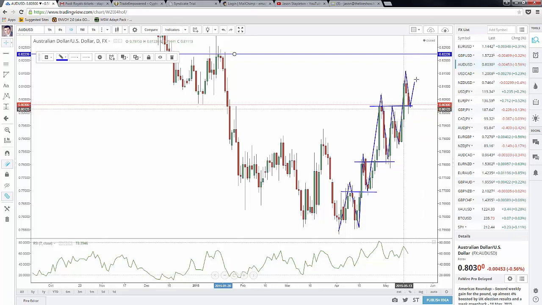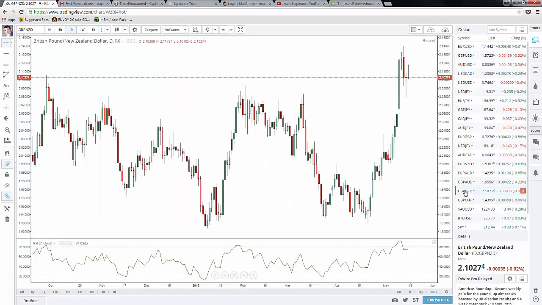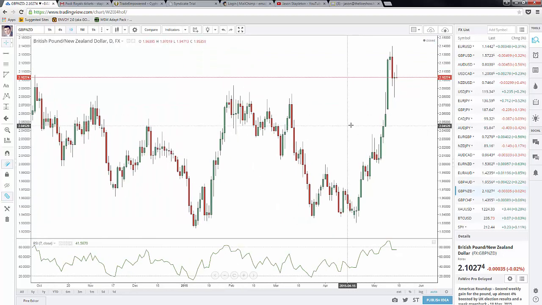So keep an eye on that for a potential continuation of the move back up into previous structure here around 82.20s. The next one is Pound New Zealand, the other one we'll look at today. Same basic principle.